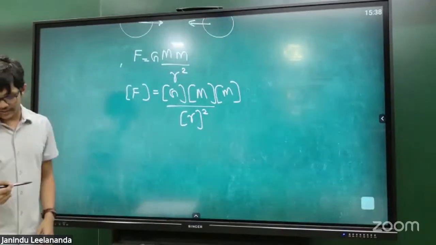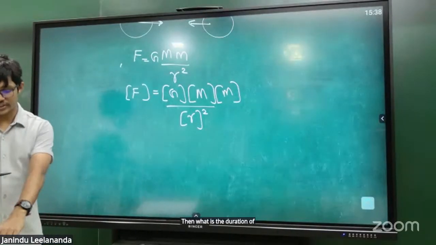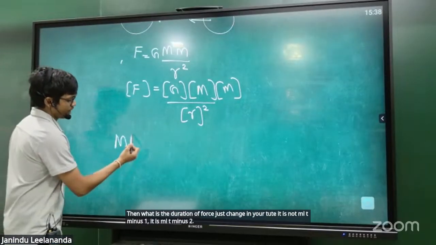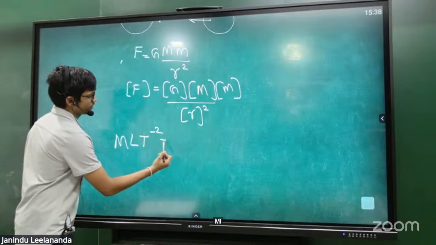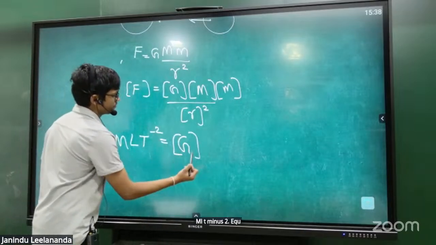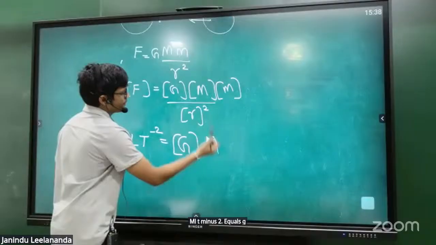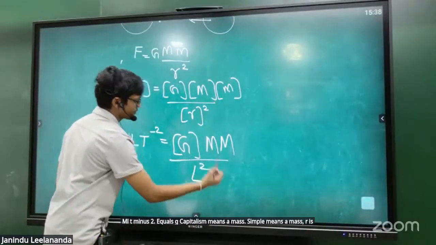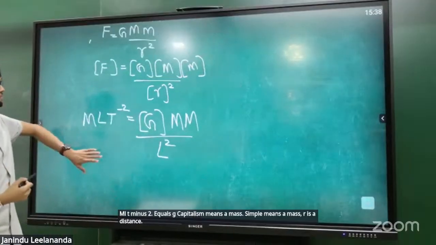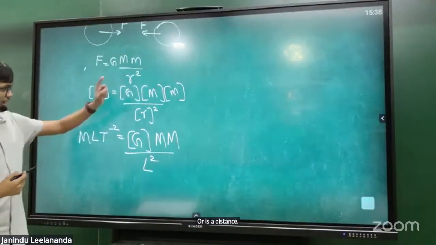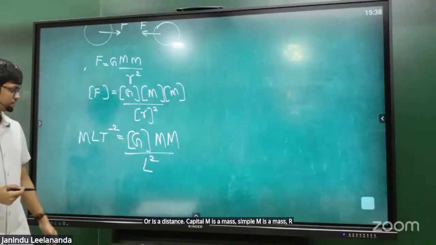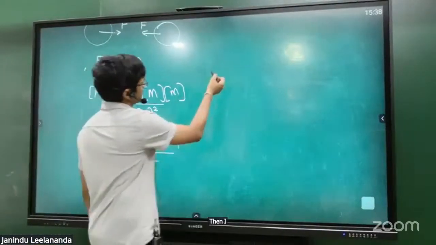Then what are the dimensions of force? Just change it in your tute. It's not MLT minus 1, it's MLT minus 2. So MLT minus 2 equals G, times capital M, which is a mass, times simple m, which is a mass, over R squared, where R is a distance.